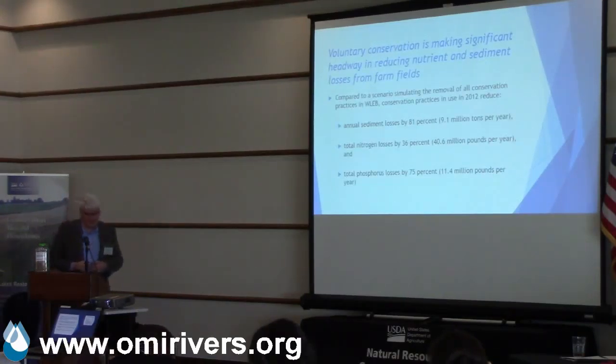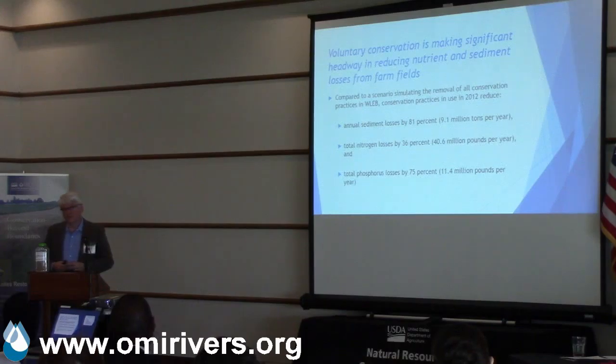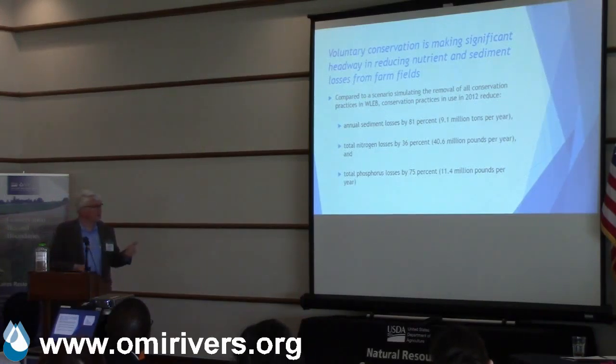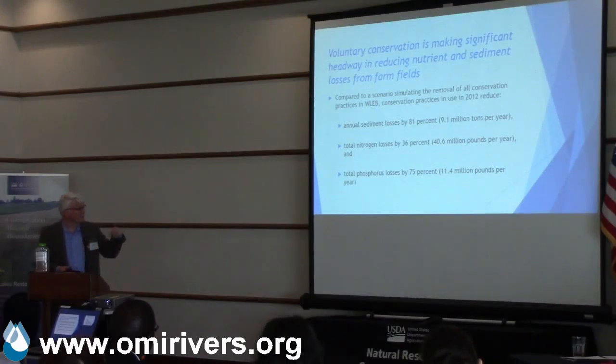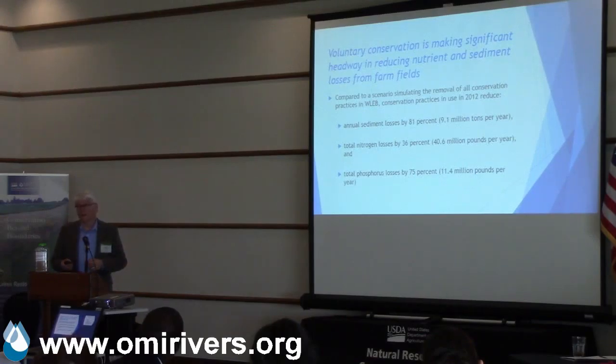Okay, voluntary conservation is making a significant impact in this region. Chief Weller talked about taking all the conservation away. If we were to take all of that $277 million that we have out there right now away, the 81% reduction in sediment that we have now would go away. The 36% reduction we have in nitrogen would go away. And without voluntary conservation, the 75%, or the 11.4 million pounds that we're currently keeping out of the streams, would be gone and come right back into the system. So we're doing a lot now, and we're asking to do more.